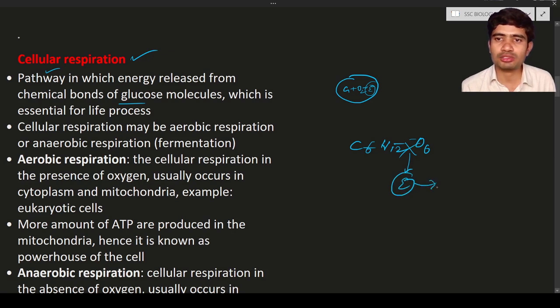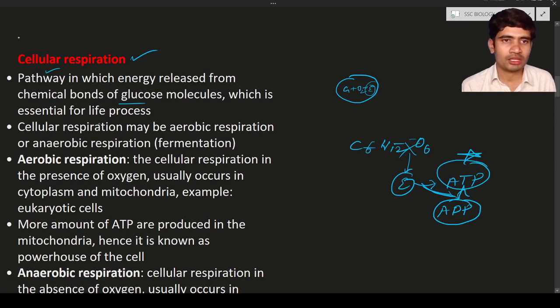This energy will be stored in the form of ATP. It means ADP is going to turn into ATP. Here the energy is invested. By investing energy, the ADP molecules are converted into ATP molecules. This is known as the energy currency of the cell. This ATP is very important for cellular respiration. This is essential for the life process. It means for the organism to live, to be in the living condition.